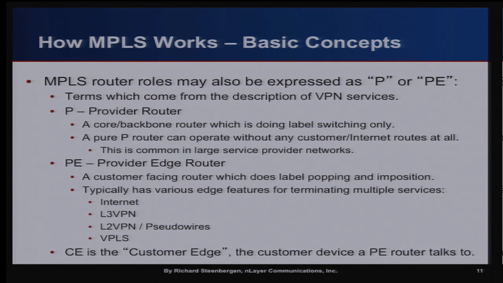The other way that you see these roles expressed a lot is in terms of the way people talk about it as VPN services. So a P device is a provider device. It's that core box that isn't talking to anything edge, isn't doing anything other than MPLS switching. And the PE, the provider edge, which is the ingress and egress node. And then, when you get around to talking to the customer devices, when you're looking at network maps, you'll see it labeled as CE. But those are the real roles.